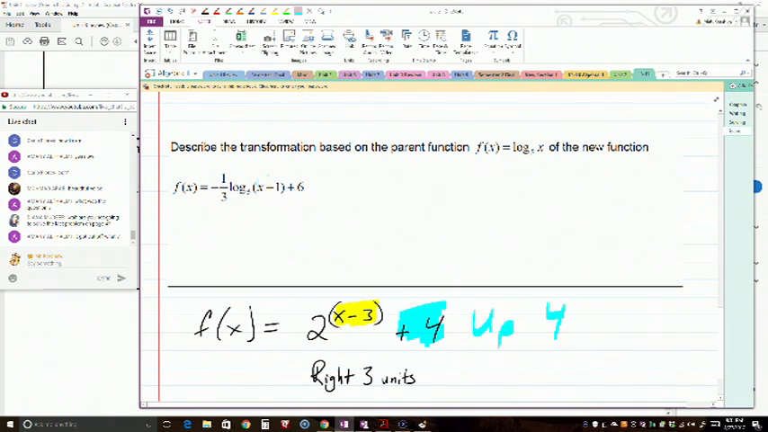So even though we didn't graph logs, we can still describe what we do know. And so whenever you have the number next to x, it's going to do the opposite of what you think. And so this one would actually go left. The plus 6, the negative, reflect it, and then the 1/3 would be a compression or a shrink.